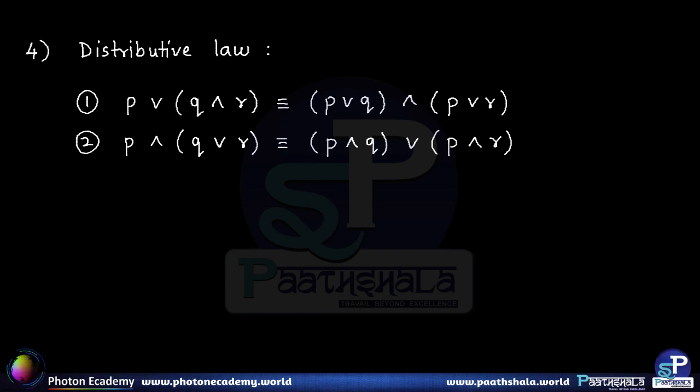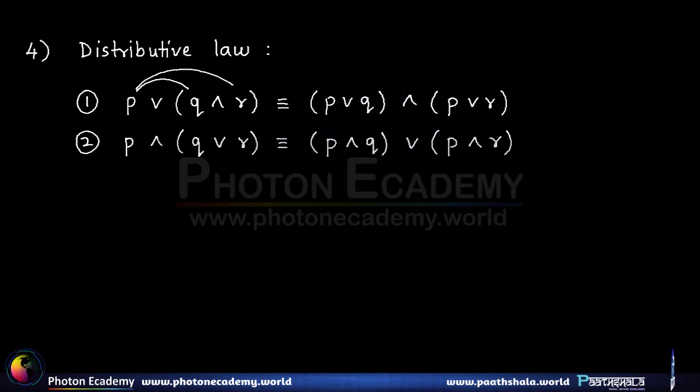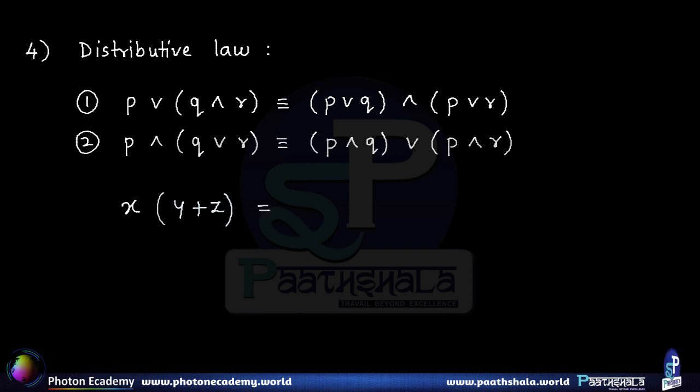So if we have P or (Q and R), then like what we do in algebra while opening brackets, we open the brackets by distributing P to the individual elements inside the bracket and then connecting those results by the operation which is inside the bracket. Relate this with x into (y plus z) in algebra. What we do is x into y. So the outer operation is multiplication.